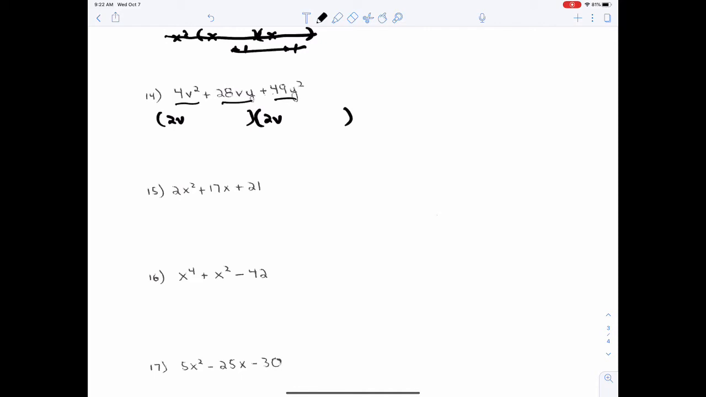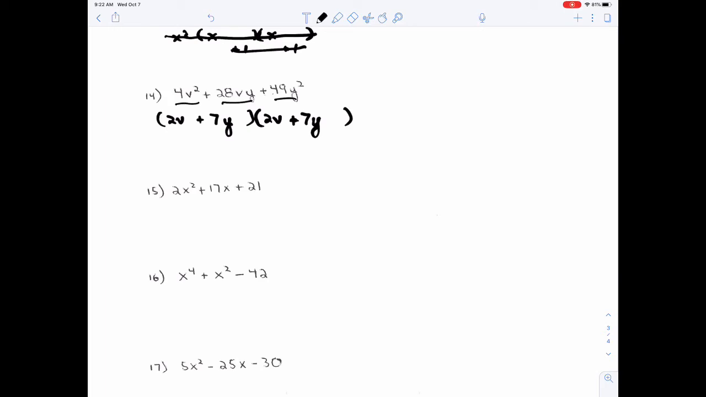What times what will give you 49? Don't look at the 28vy yet. What will give you the 49y squared? Probably plus 7y and plus 7y. Does that give you 28vy in the middle? Yes, because it's 14vy and 14vy. All right, let's take a look at the next one.